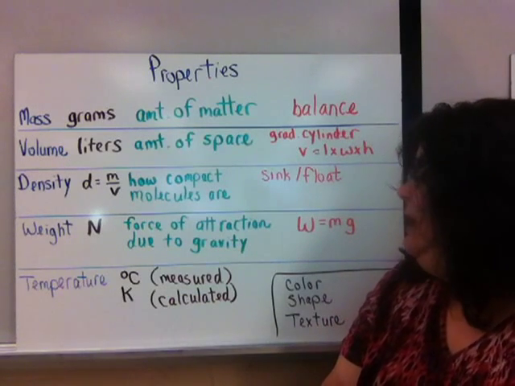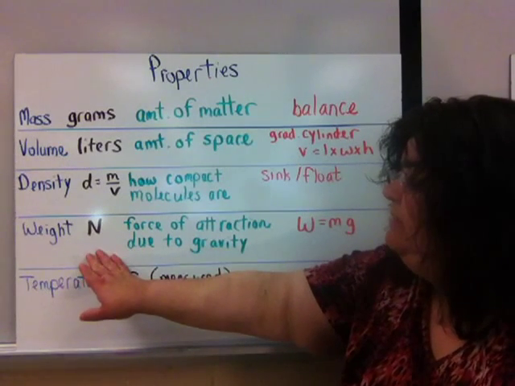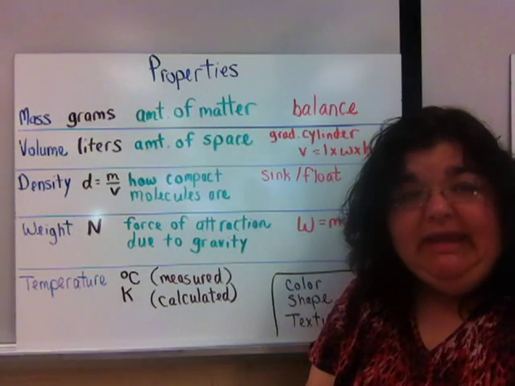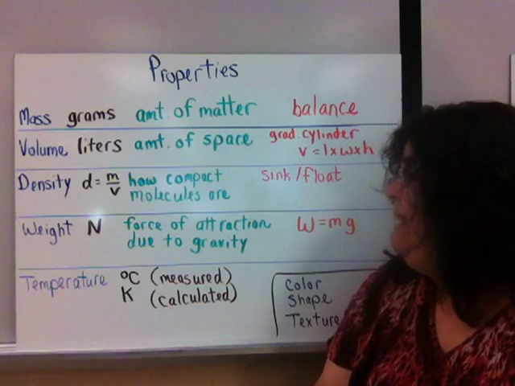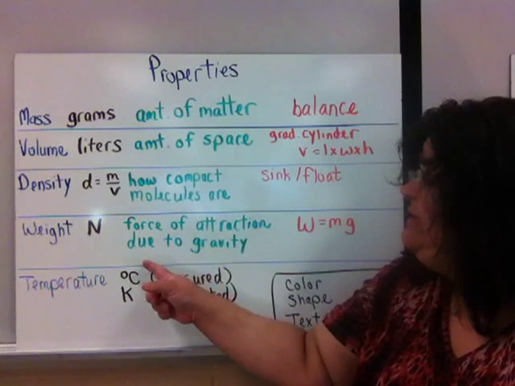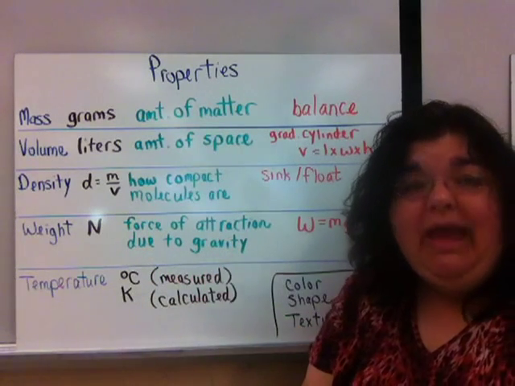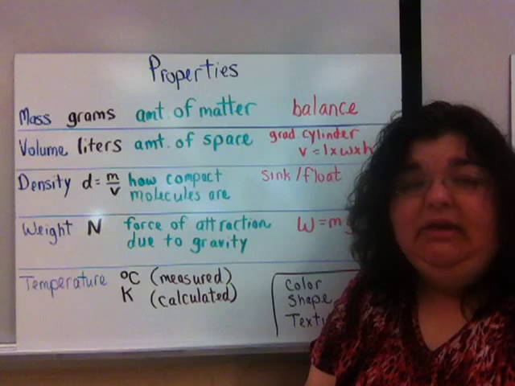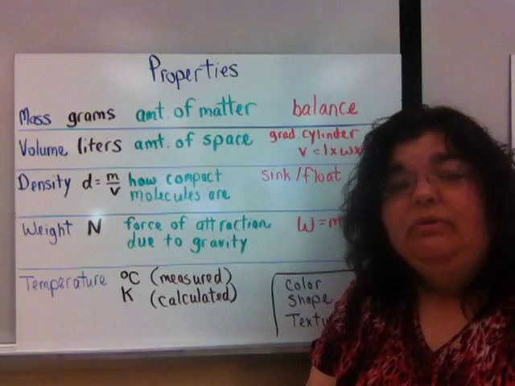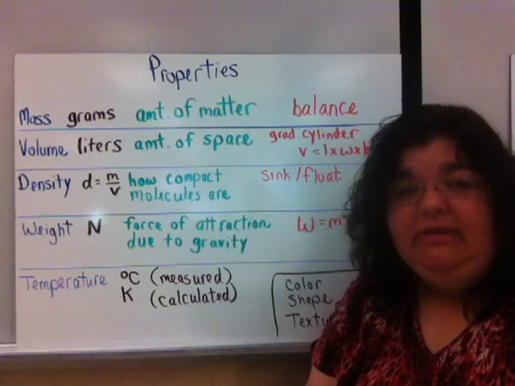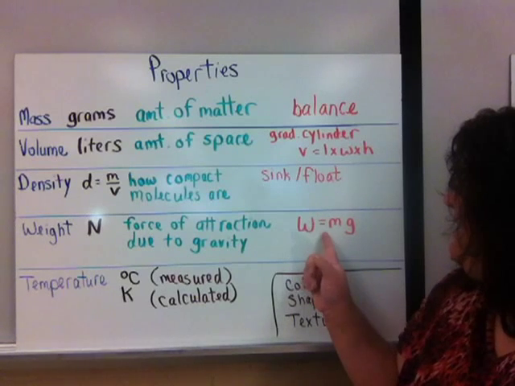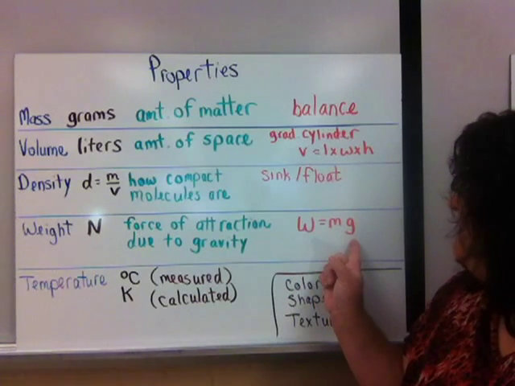Now, weight is measured in newtons because weight is a type of force. The definition for weight is the force of attraction due to gravity. Now, gravity is not in and of itself a force. It is an acceleration. The force that is caused by gravity is weight. Now, the formula is weight equals mass times gravity.